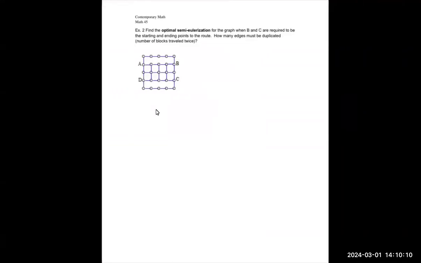And this one doesn't take very long, so don't stress out. This one says find the optimal semi-Eulerization. Semi-Eulerization means that we're going to add extra edges until there are two odd vertices. So we're not going to add quite as many extra edges as we do when we Eulerize something.